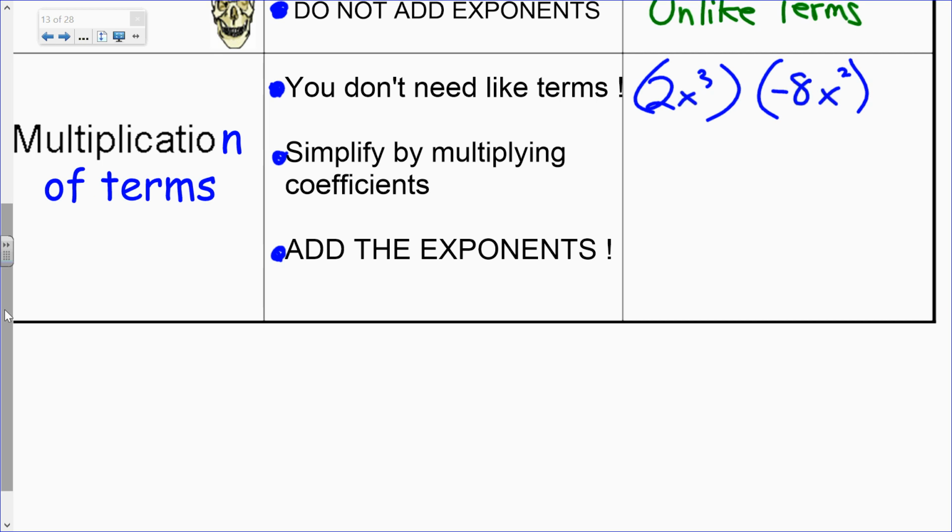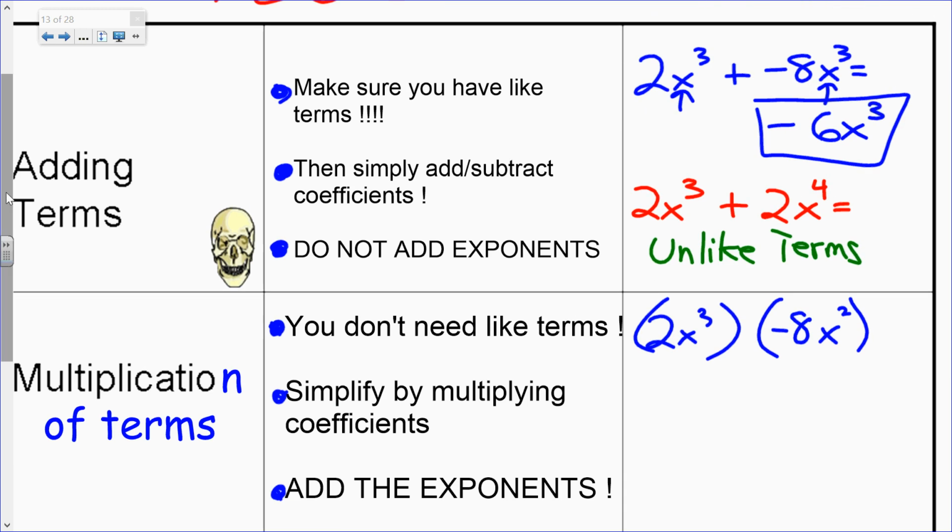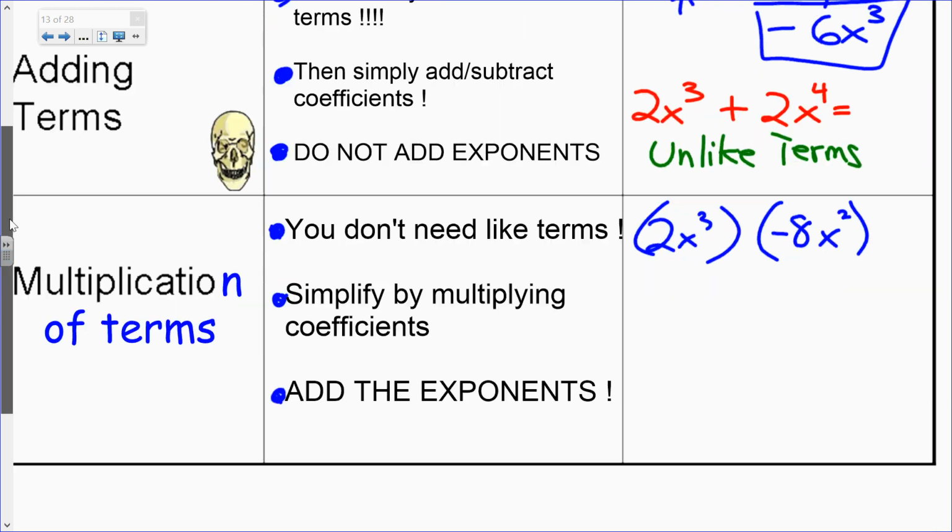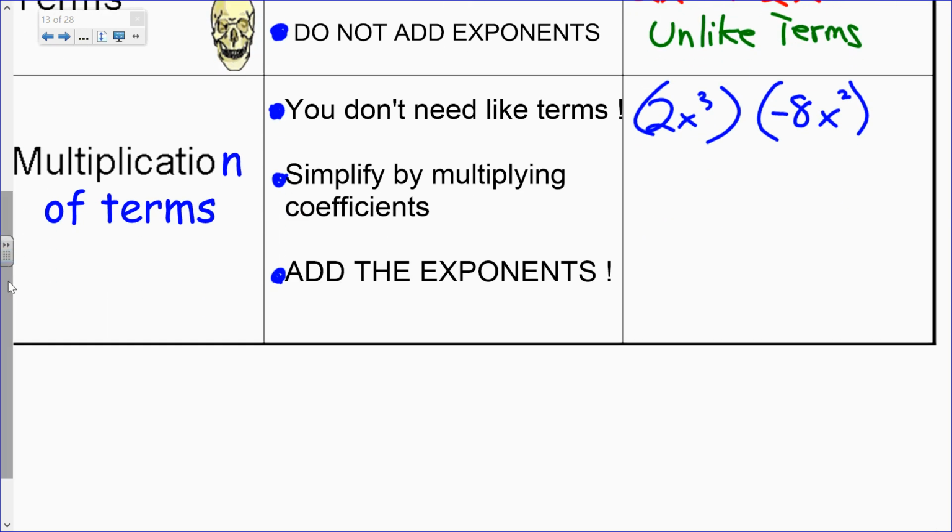Franco, are these like terms? Beautiful argument. Different exponents are not like terms. But look what the first bullet says, ladies and gents. You don't need like terms if you're multiplying. You only need like terms if you're adding. Okay, so that's the first bullet done.